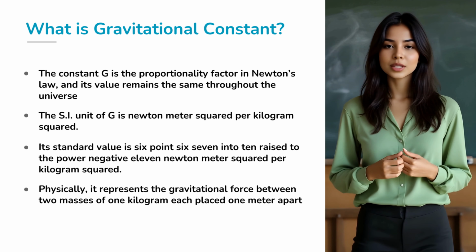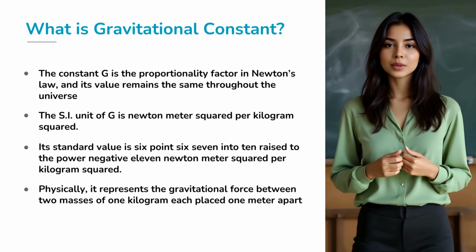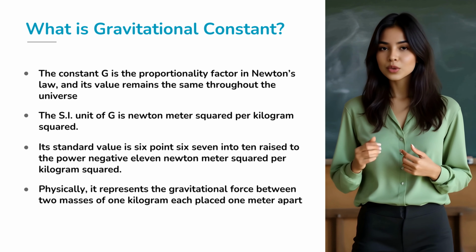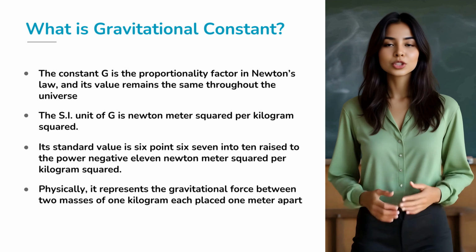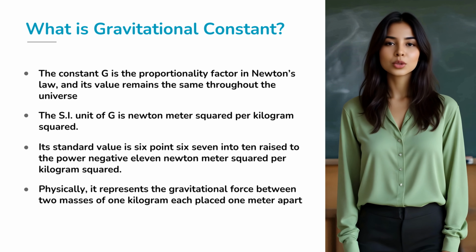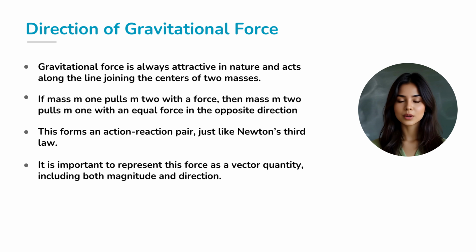Now, here's something amazing. If we take two 1 kilogram masses and place them 1 meter apart, the force between them will be exactly equal to G. So you can think of G as the force of attraction between two 1 kilogram masses placed 1 meter apart in vacuum. Gravitational force is always attractive in nature.